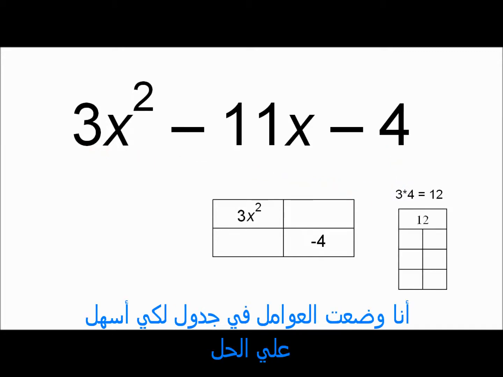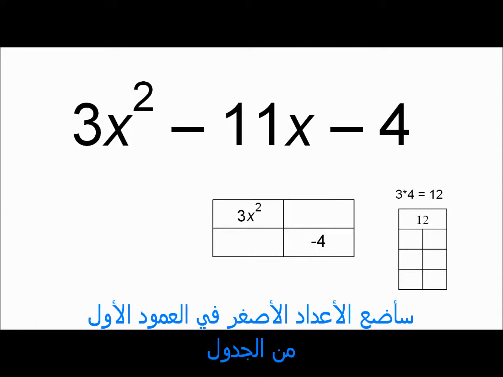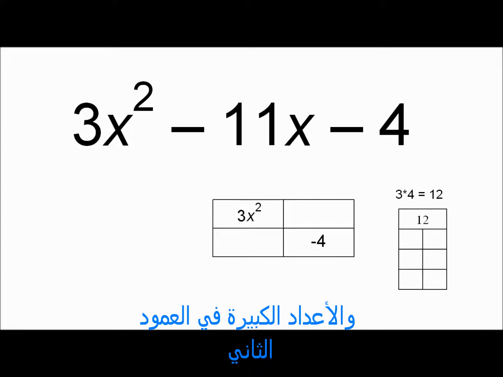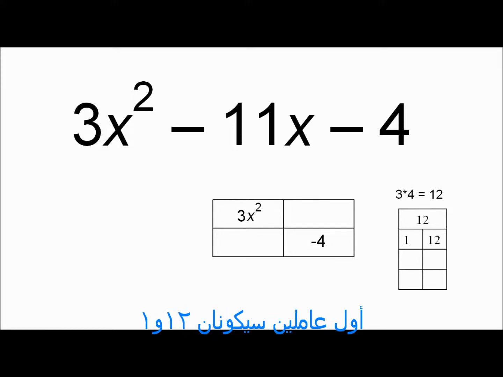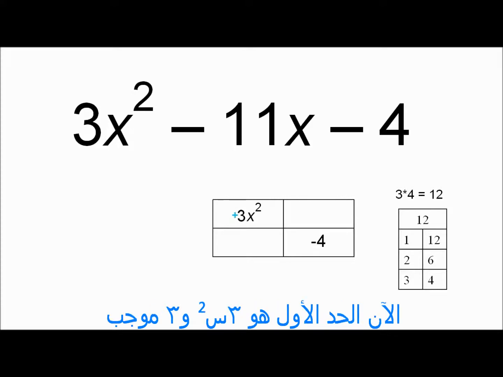Now I put mine in order so that I don't get confused, and I have all my smaller numbers in the first column, all my larger numbers in the second column. The first factor of 12 is 1, and 1 will go into 12 12 times. My next factor of 12 is 2, and 2 will go into 12 6 times. And then the next factor of 12 is 3, and it will go into 12 4 times.